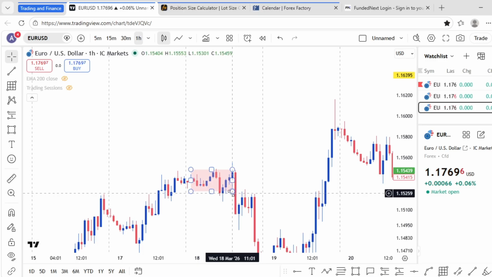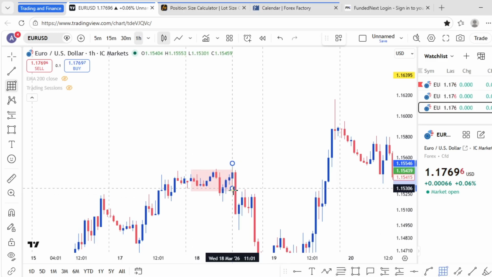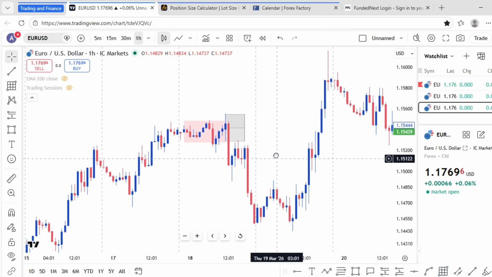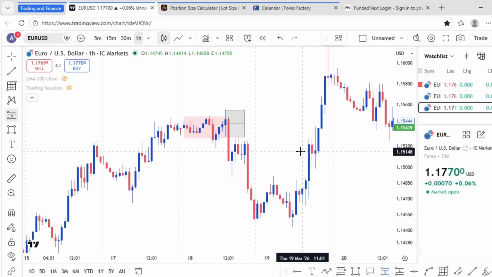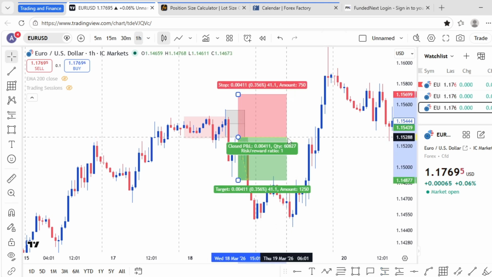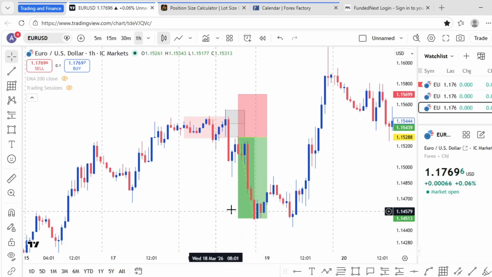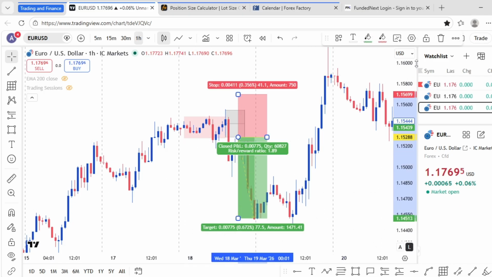So what do you need to do? You mark out the last opposite candle, which is this green candle, and you wait for price to come in there. And what happened? Price came in and immediately rejected from there, and it went to the downside. Let me show you another chart example.